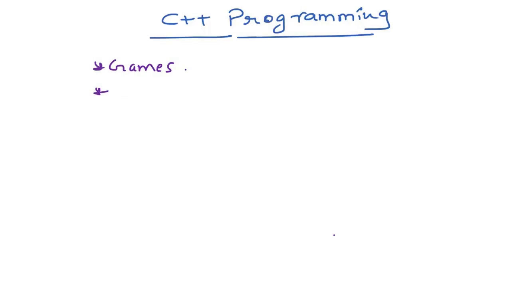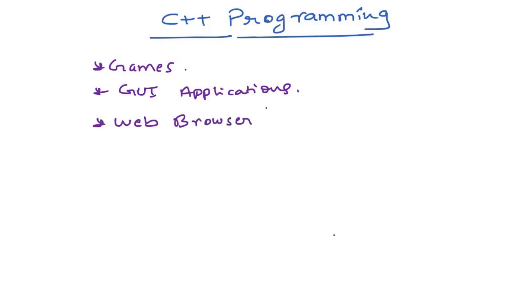Then it is used for creating graphical user interface based applications, where the user can interact with the computer using buttons, menus and all those. In those kinds of applications also you can use C++. C++ is also used in image editing software like Adobe Photoshop, Adobe Illustrator, ImageReady. And C++ is also used for creating web browsers. For example, Mozilla Firefox has most of its code written using C++.